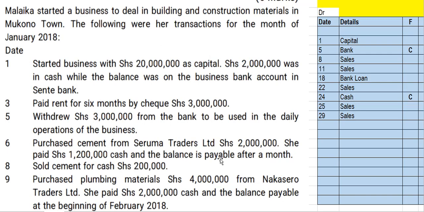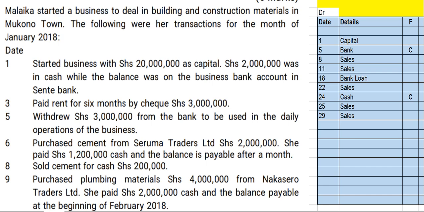That's what I will enter in the business cash book. Because in the cash book, we are looking at cash inflows and cash outflows. So the balance of 800,000, we don't enter that in this cash book. Sold cement for cash, shillings 200.